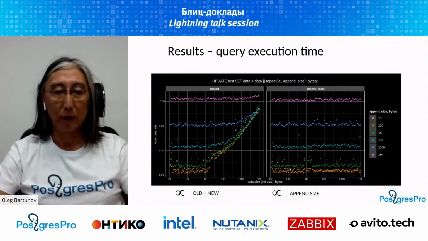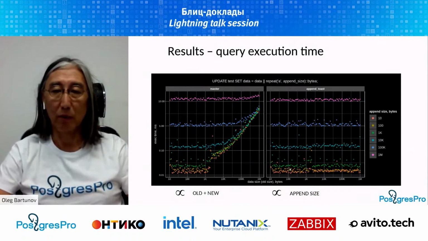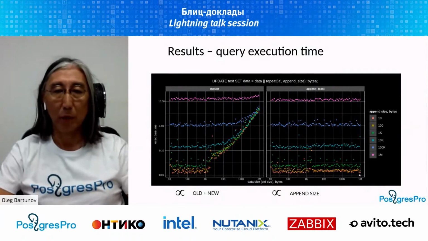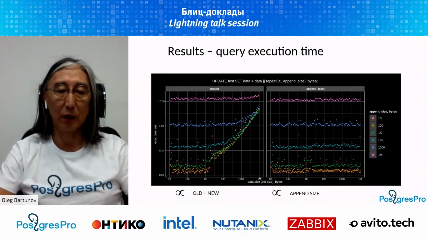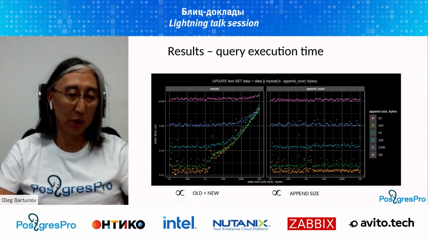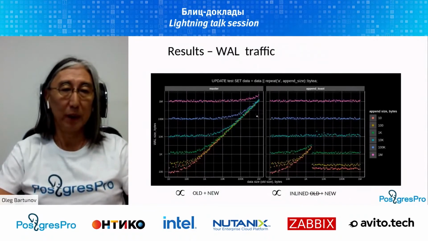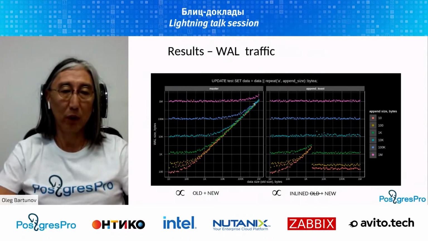And with our patch, we can see that time here depends only on the size of the added tiny piece, irrespective of the length of the tuple itself. And we took the maximum length of 1 megabyte. So here it's only 1,000 times faster. If we take a look at the WAL traffic, we see a similar picture.